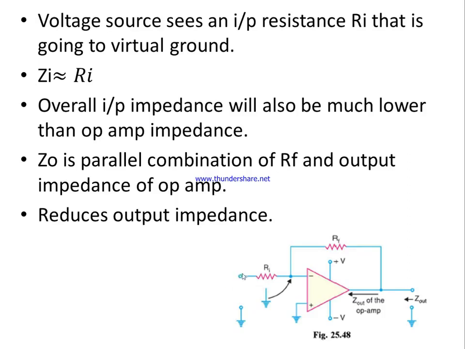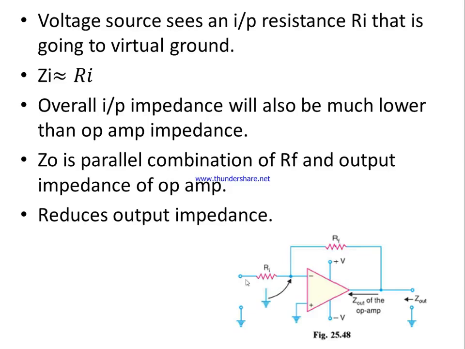When we look from this voltage source, one end of the voltage source is connected to RI and the other end is connected to this point, and this point is the virtual ground. Since V plus is 0, V minus is also 0, so the voltage at this terminal is 0 volt, and 0 volt means virtual ground. That means this terminal of RI is actually grounded. It is connected to ground.